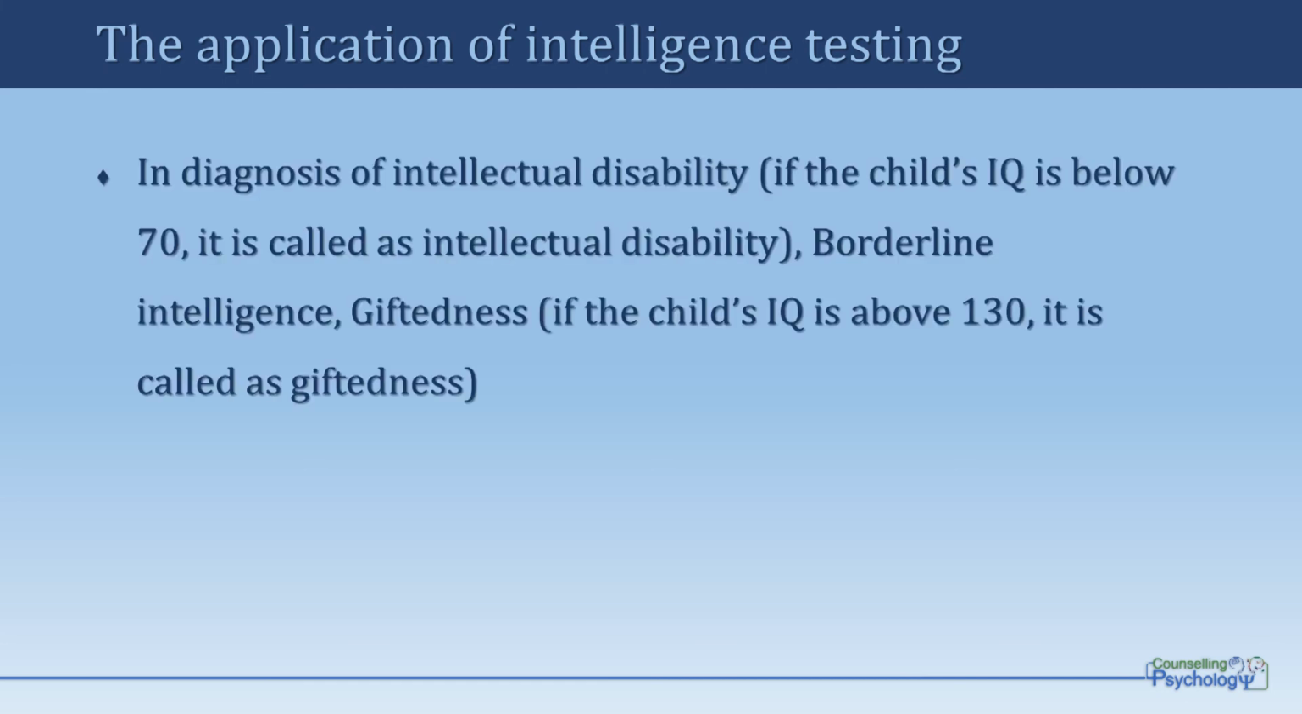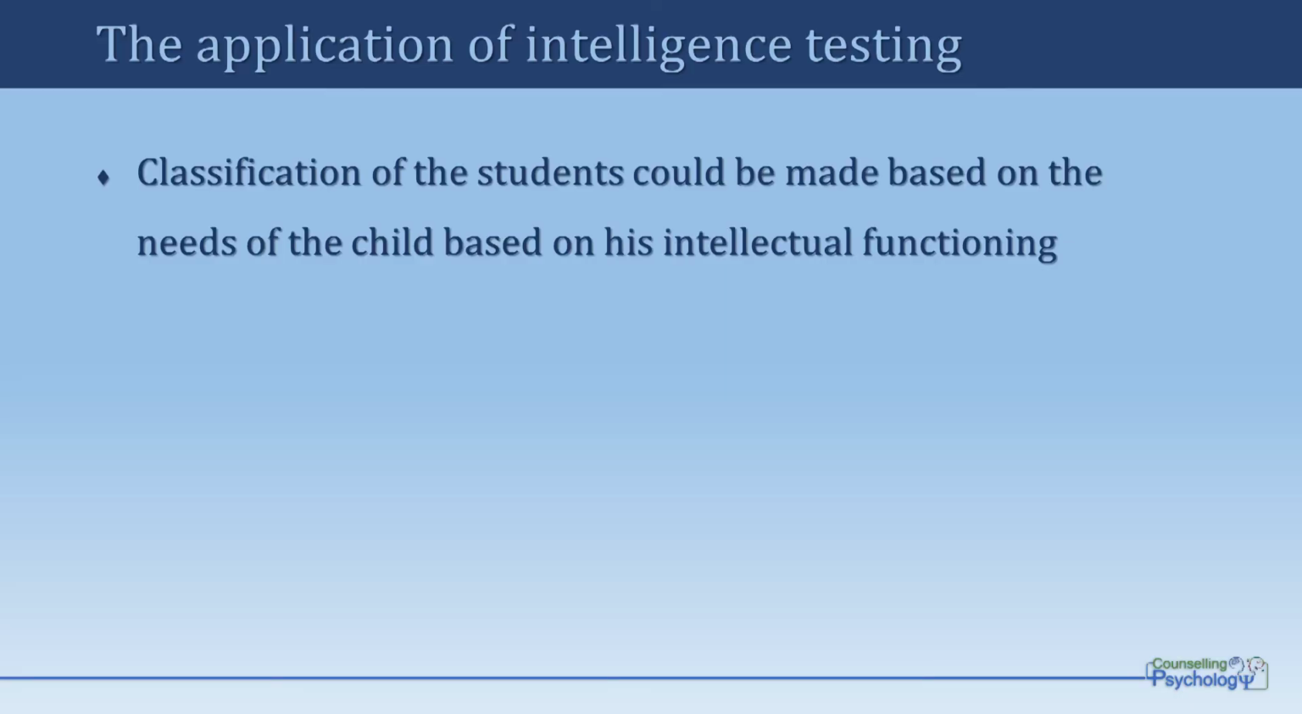We will see. In diagnosis of intellectual disability, if the child's IQ is below 70, it is called intellectual disability. Borderline intelligence, giftedness: if the child's IQ is above 130, it is called giftedness. So, based on these findings, an individual educational plan, system of teaching, curriculum, subject or vocation selection could be done. Classification of the students could be made based on the needs of the child based on his intellectual functioning.